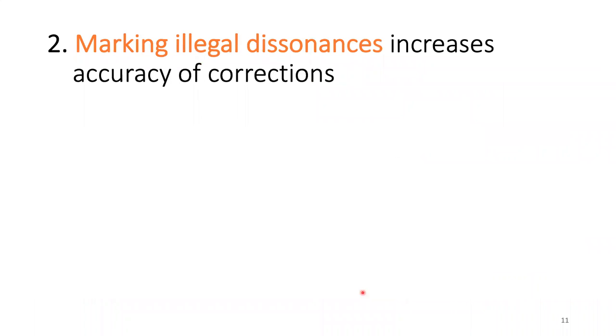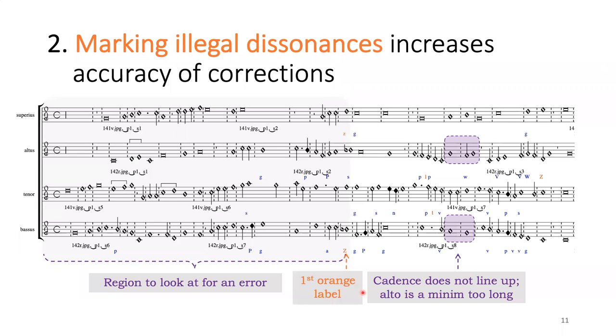Moreover, marking illegal dissonances also increases the accuracy of the corrections. So looking at the same example as before, we can see that the cadence following that region does not line up, and it reveals that we have to cut the alto by a minim. So you can play with different solutions and see the effects in the dissonance labels.